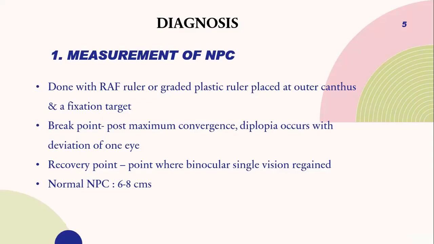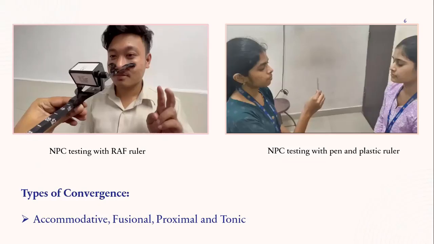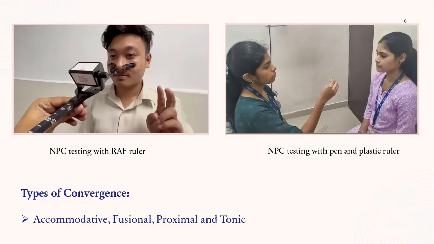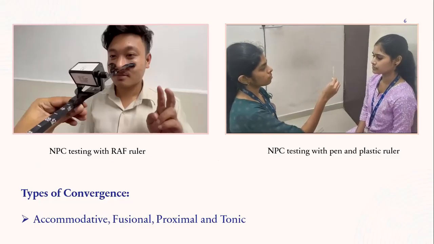So to make a proper treatment, first we need to diagnose the condition. So the four important tests which will lead us to the proper diagnosis include: one is measurement of the NPC, which we have seen. And even if we don't have the RAF rule, it can be simply done using a fixation target and measuring with a scale.